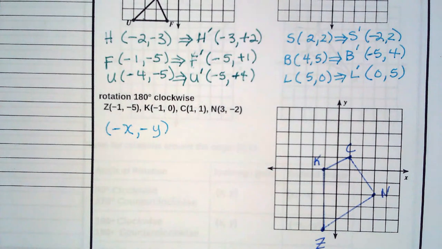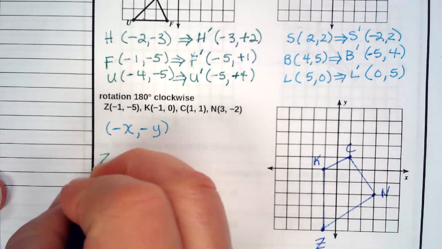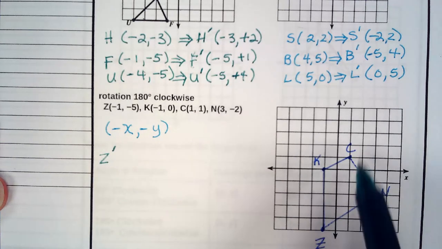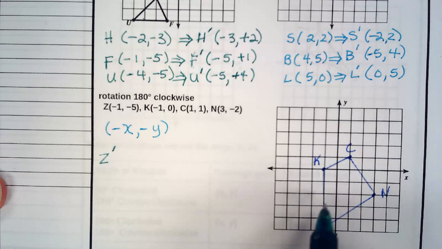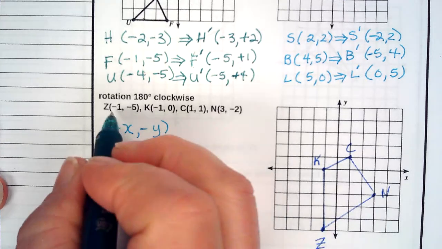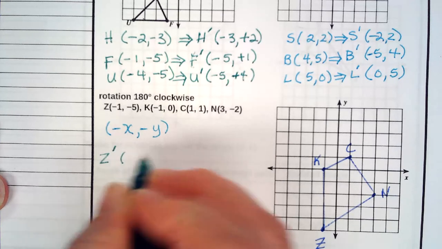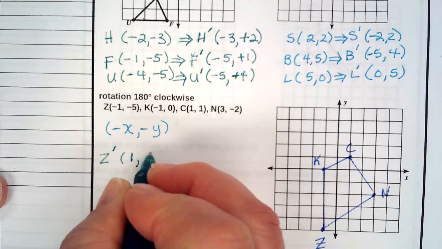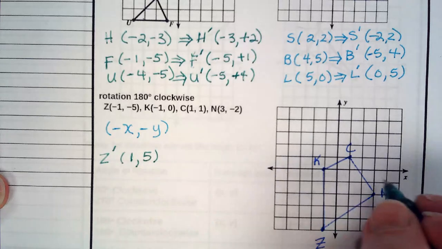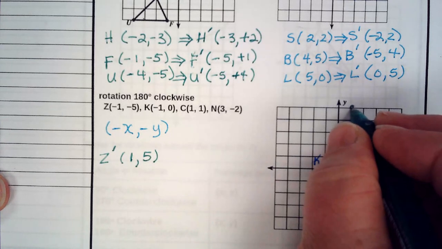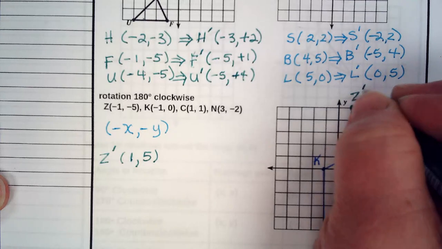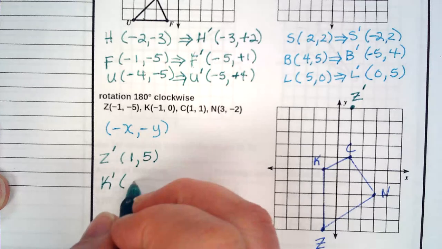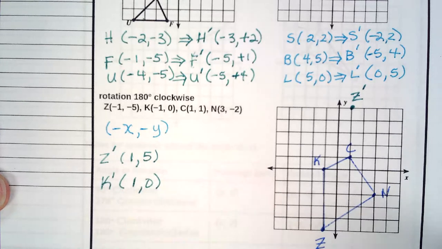Now let's get the prime. Z prime. Remember, 180-degree rotation is going to bring it up, it's coming from here and it's going up here. So -1, -5, we just find their opposites. The opposite of -1 is 1. The opposite of -5 is 5. 1, 5. Okay, for K prime, the opposite of -1 is +1. 0 doesn't have an opposite.